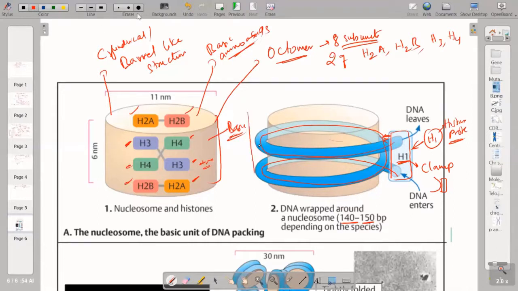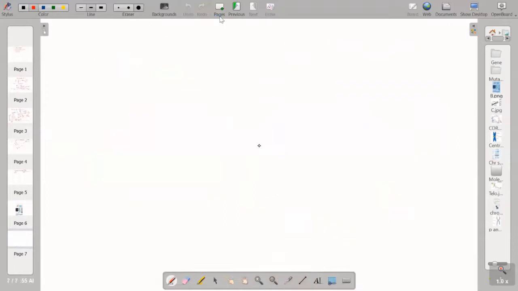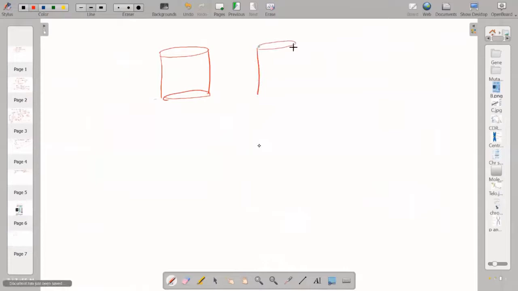So this entire complex, with 2 rounds of DNA wrapped around a histone, is called a nucleosome. The entire thing is a nucleosome. Now, you have several nucleosomes formed. So let's say this is one histone and this is another histone.